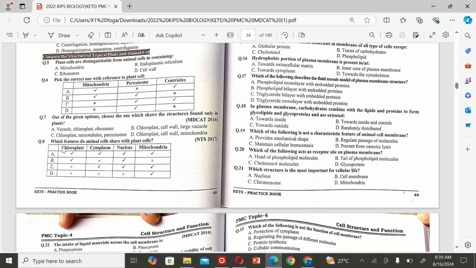The next MCQ is: which feature do animal cells share with plant cells? A. Chloroplast, cytoplasm, nucleus, mitochondria. B. Chloroplast, nucleus. C. Cytoplasm, nucleus, and mitochondria. And D. Only mitochondria. So the correct option is C.